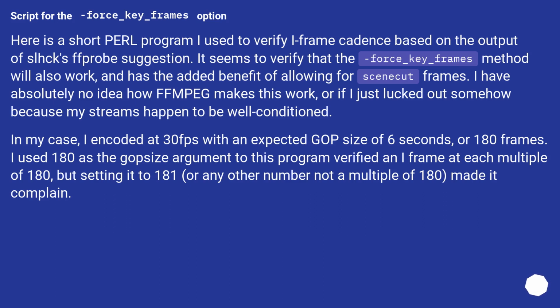In my case, I encoded at 30 FPS with an expected GOP size of 6 seconds, or 180 frames. I used 180 as the GOP size argument to this program, which verified an iframe at each multiple of 180, but setting it to 181, or any other number not a multiple of 180, made it complain.